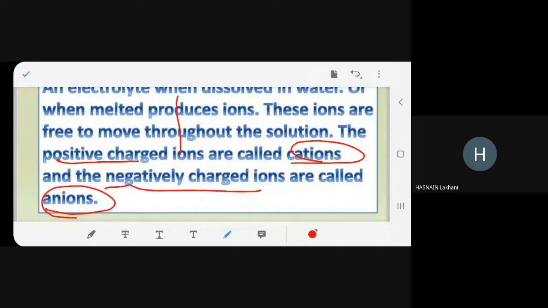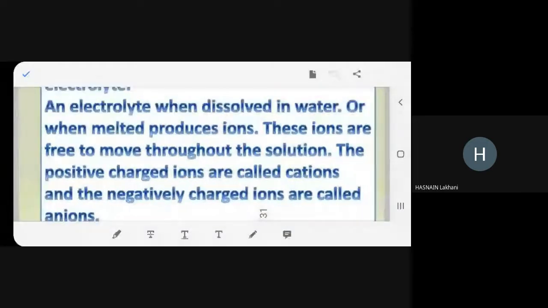Whereas the electrode which is positive is known as the anode. What is it known as? Anode. And the electrode which is negative is known as the cathode. Is it clear? But the ions are opposite. Cathode is the negative electrode, but cations are positive ions. Anode is the positive electrode, but anions are negative ions. This is how you have to remember. Any problem regarding this slide?